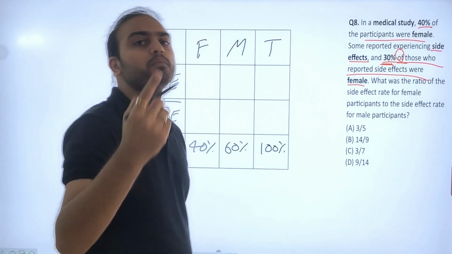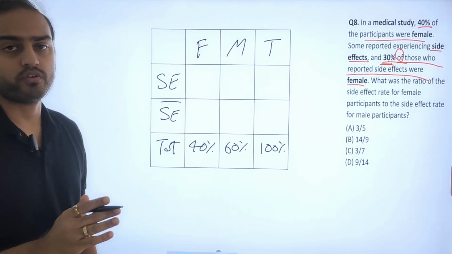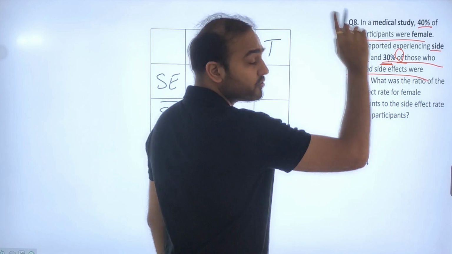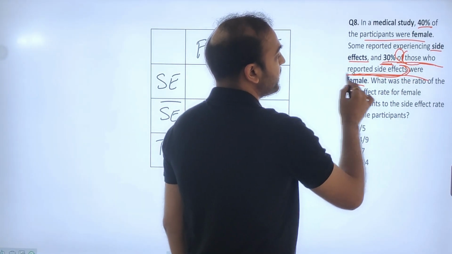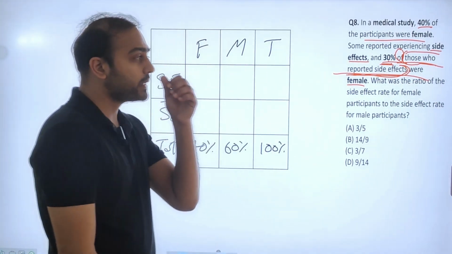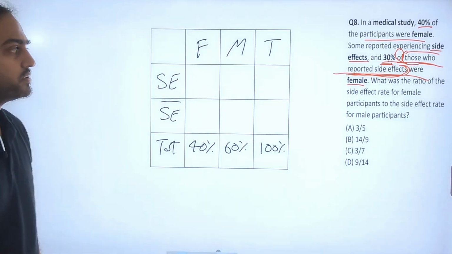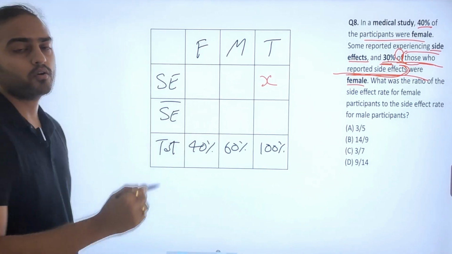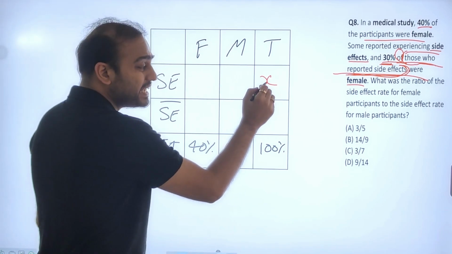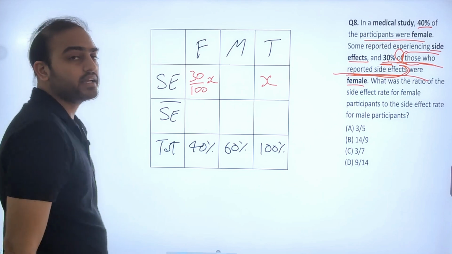Whenever you are reading percentage, focus on the word of, because it's not 30% of total, it is 30% of those who report side effects. So if my side effects, I don't know how many, is X, 30% of these are female. So 30% of X are female.